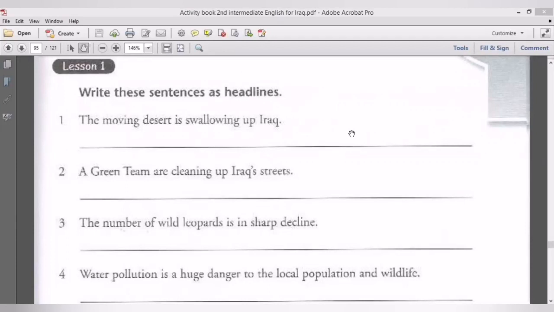So here the first one, the moving desert is swallowing up Iraq. What is meant by swallowing? What is meant by swallowing Iraq?